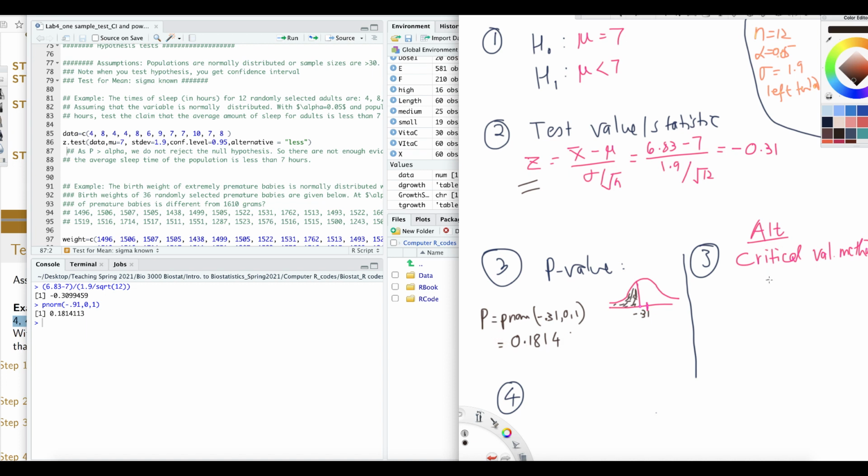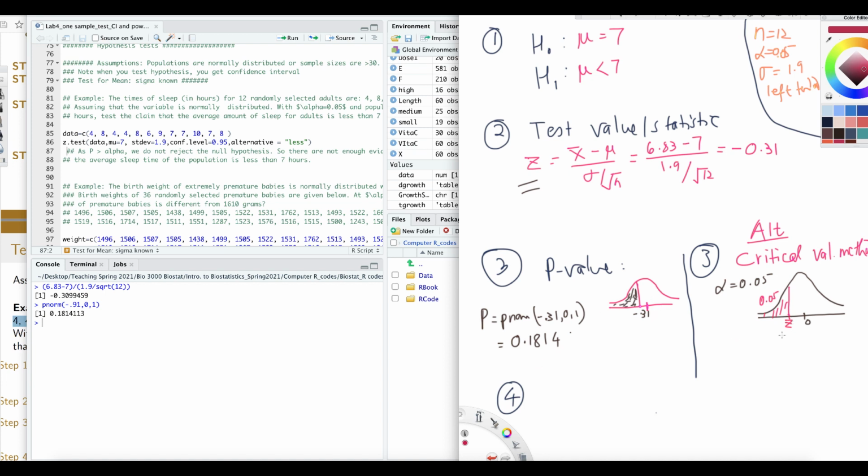Now if you want to use the critical value method, what is alpha? Our alpha is 0.05, right? To find the critical value, since this is the left tail test, alpha goes to the left side. Zero is in the middle. So this area is 0.05. You need to find that z.